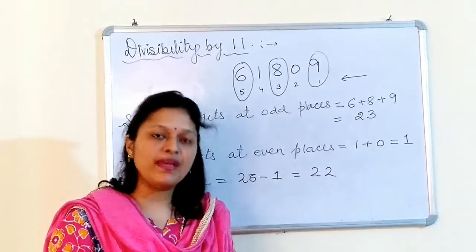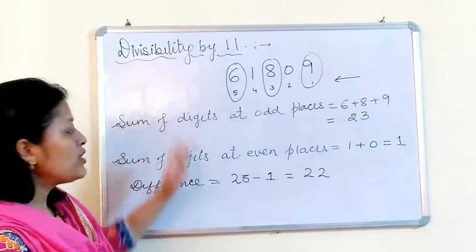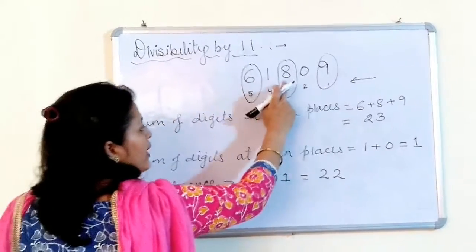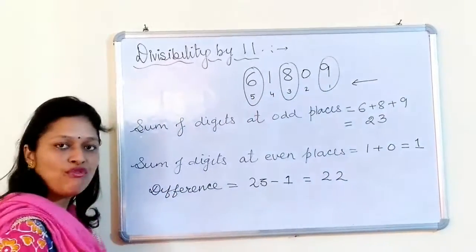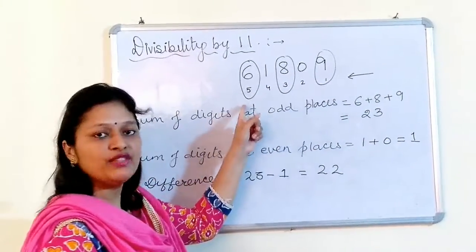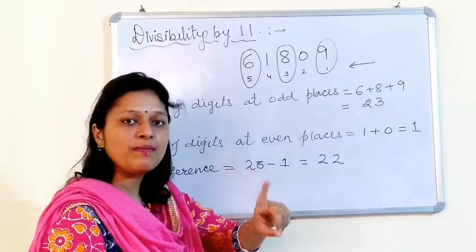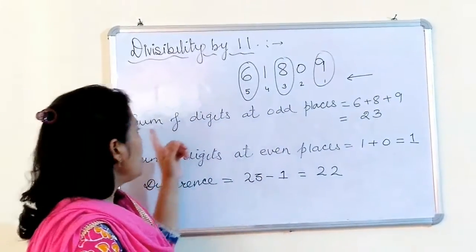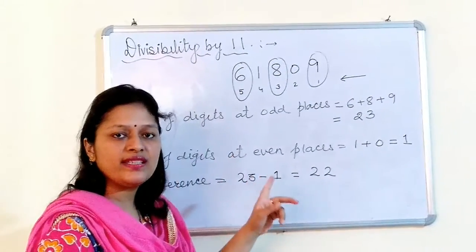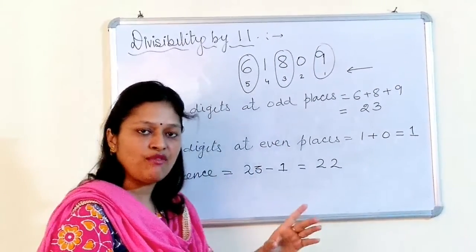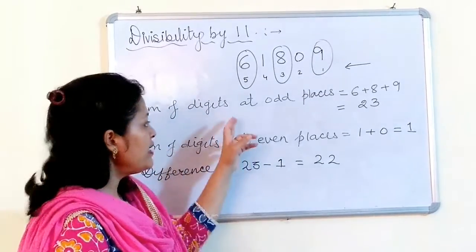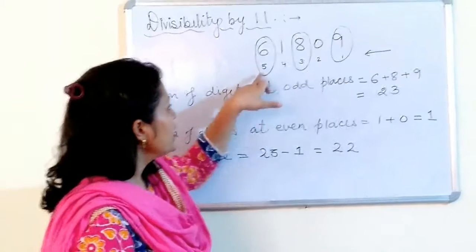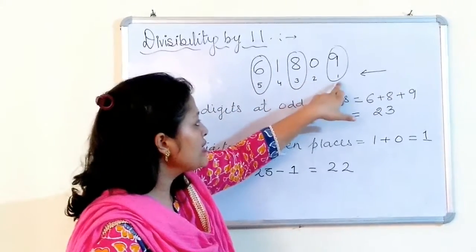Okay, I will repeat the whole process one more time. The number is 61809. First of all, you will number the digits from the right side. This is the most important thing. You will start numbering from the right side. Now you will add all those digits which are at odd places. First you will write the digits which are at odd places, then you will find the sum. So you will get 6 plus 8 plus 9.